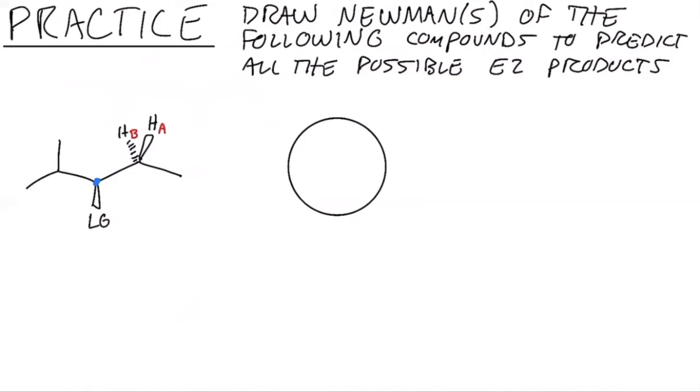That's right, it's HB, because our leaving group is on a wedge here. We need the hydrogen to be on a dash to be 180 degrees away. Let's draw the Newman to convince ourselves of that and to help us predict what the product would look like.